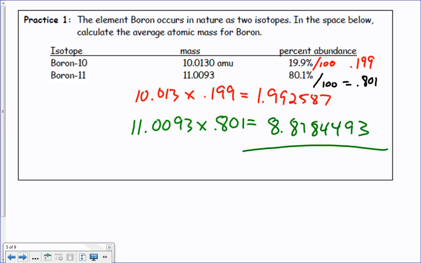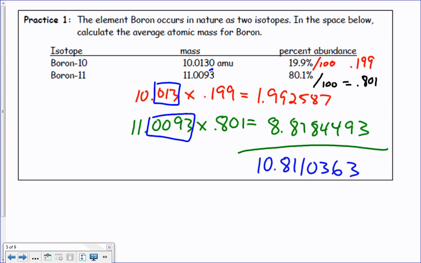8.818443. Now I need to add these boys back up. Add that to 1.992587. And what do we get? We get 10.8110363. And I see that I had 4 numbers after my decimal place and 4 numbers after my decimal place because there's a 0 there actually. So I got to go 4 numbers after my decimal place.